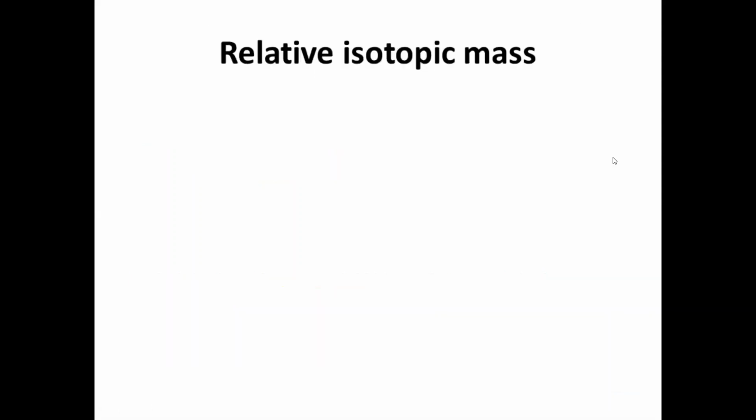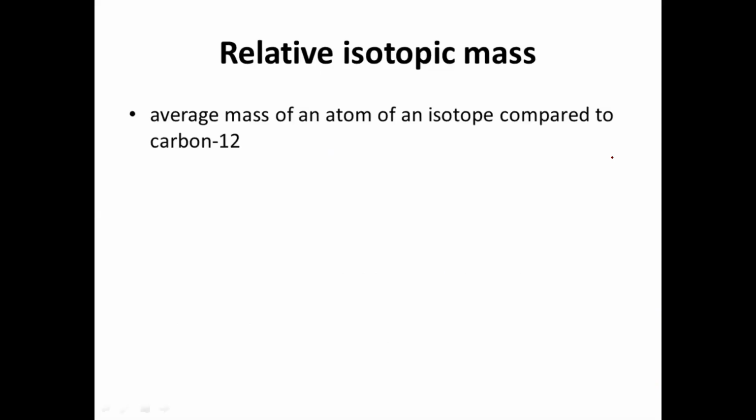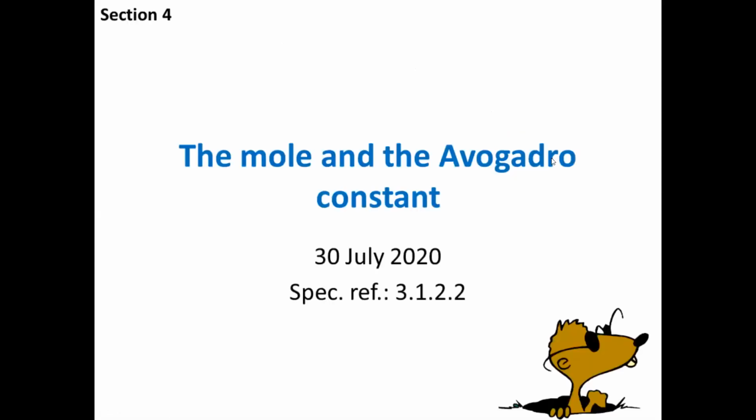What about relative isotopic mass? It's an average mass of an atom of an isotope compared to carbon-12 in the same way as in the previous definitions. So you're looking for an isotope, and you could have it like so. Right, so we're going to look at our old friend, the mole, and the Avogadro constant.